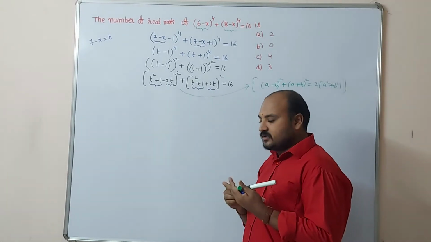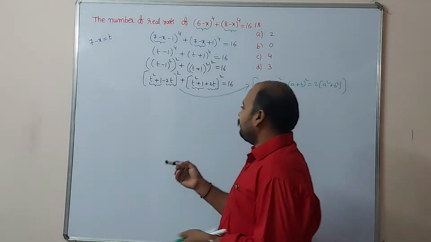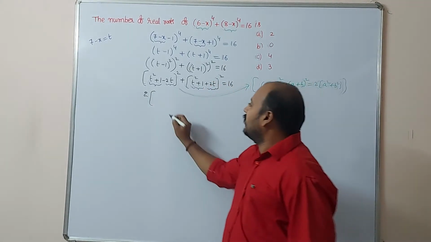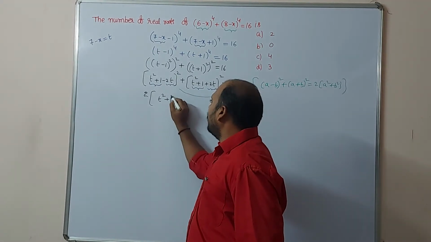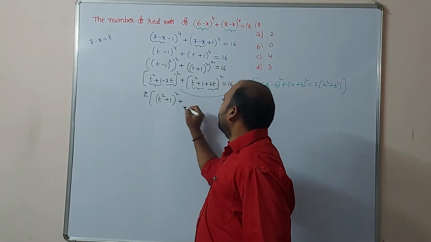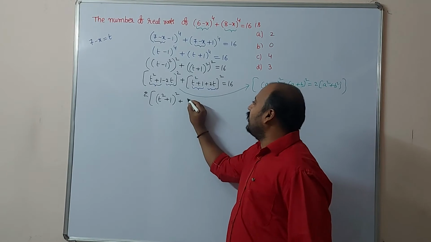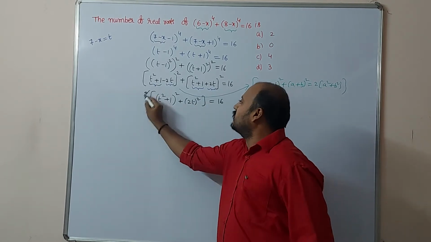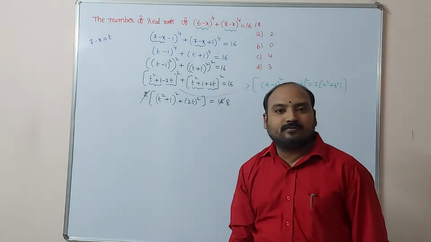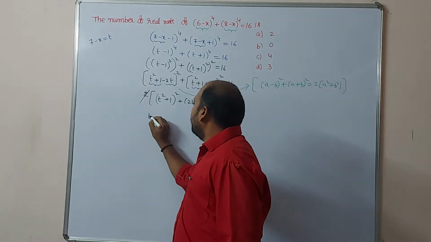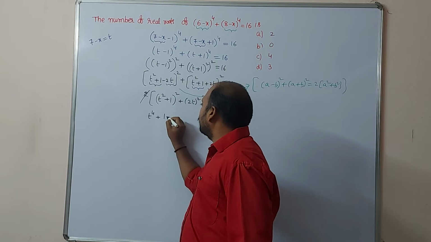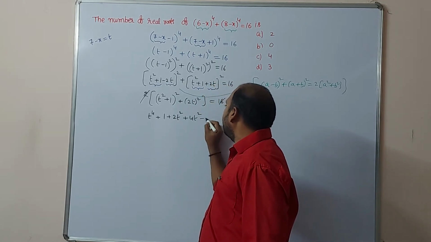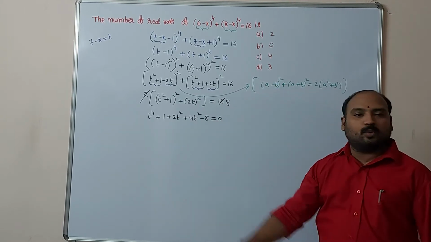So by applying this formula, it becomes 2 times (t square plus 1) whole square plus b square. b is what? (2t) whole square is equal to 16. 2 ones are 2, 2 eights are 16. Now expansion: (t square) whole square is t power 4 plus 1 plus 2t square, plus 4t square. This 8 you can take this side, minus 8 equal to 0.